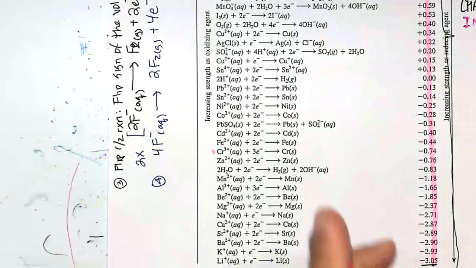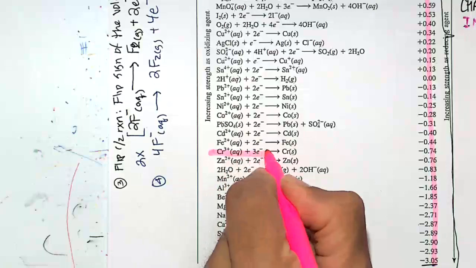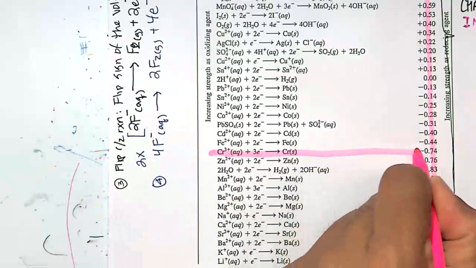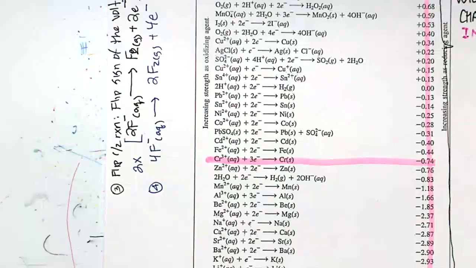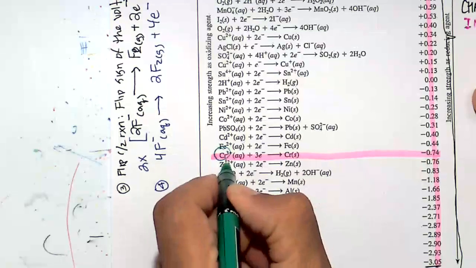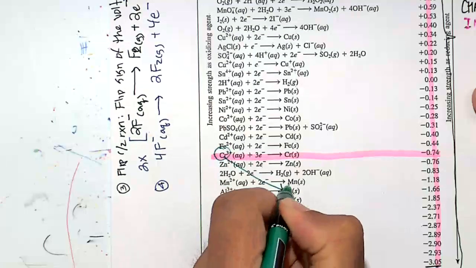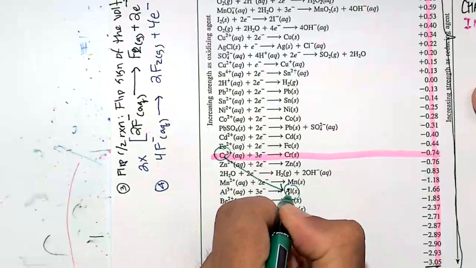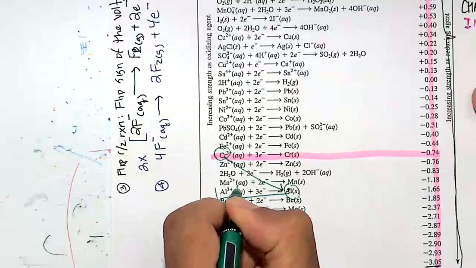Cr is chromium. Okay, Cr plus 3E minus goes to Cr solid. Okay, so question for you guys. Can Cr plus 3 oxidize aluminum to Al plus 3?